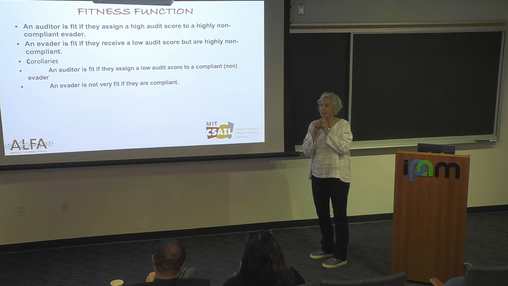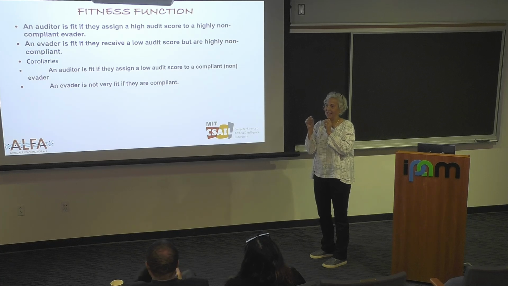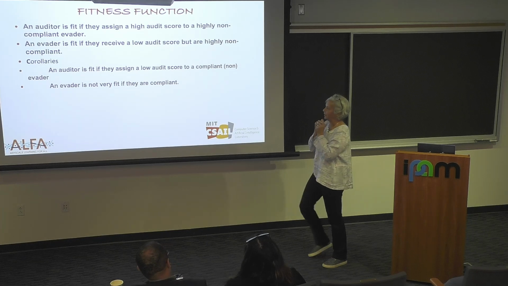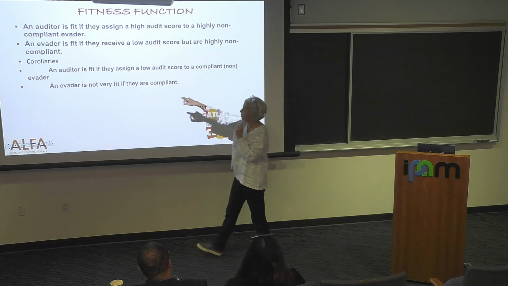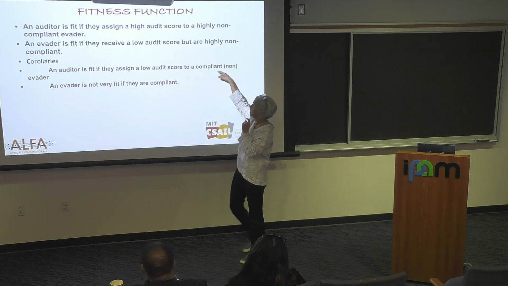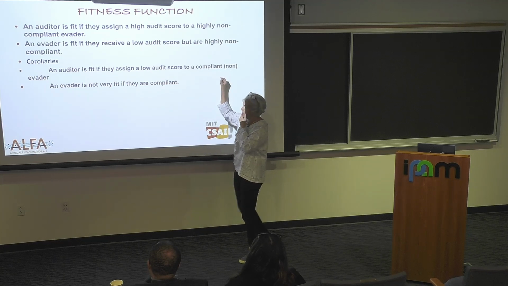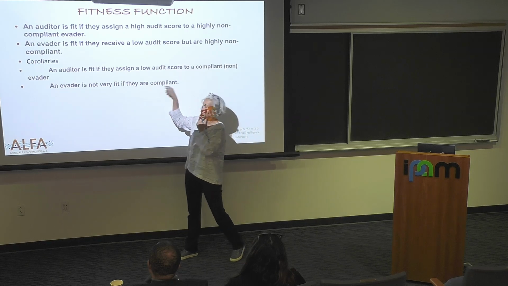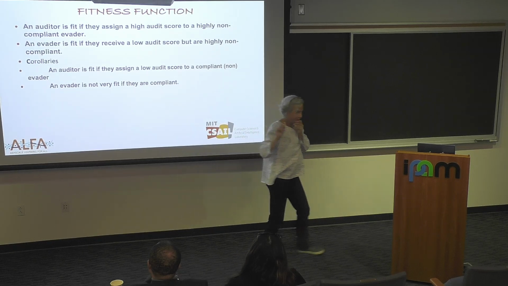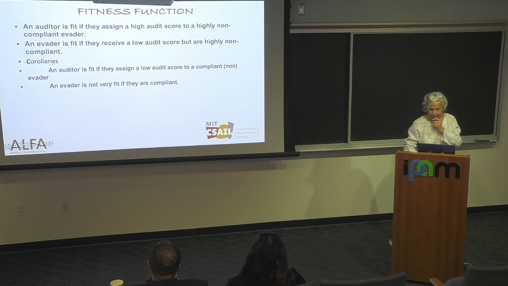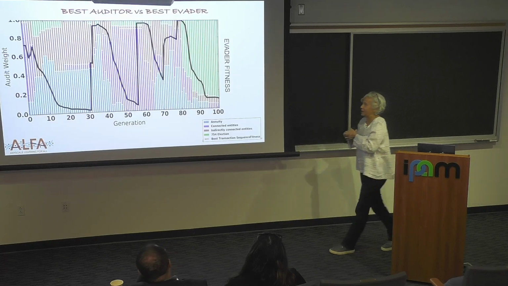Because we don't want to waste our audit resources on a very small amount of tax savings. We want to get the big guys, right? We want to get the big fish. So the corollary is that an auditor is fit if they assign a low audit score to a compliant transaction sequence, and an evader is not very fit if they're compliant. Right, so all those things are going on, and this is the only chart I'm going to show of the dynamics.